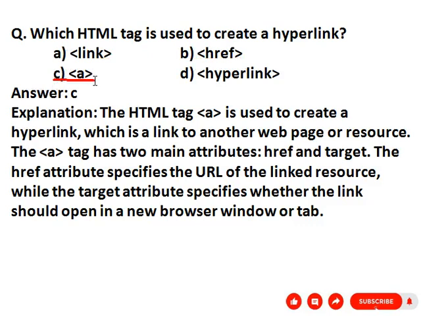So the HTML tag A is used to create a hyperlink, which is a link to another web page or resource. The A tag has two main attributes, href and target. The href attribute specifies the URL of the linked resource, while the target attribute specifies whether the link should open in a new browser window or tab.